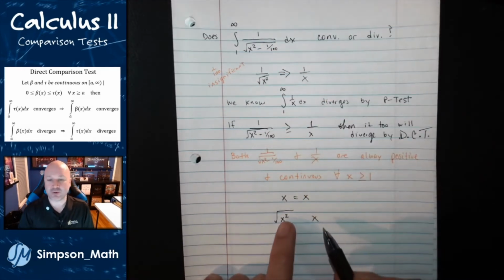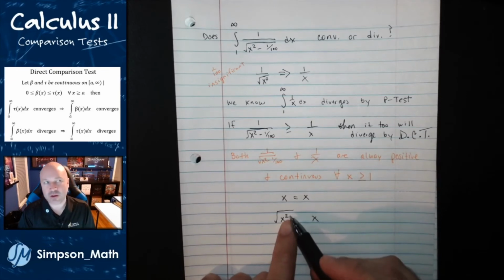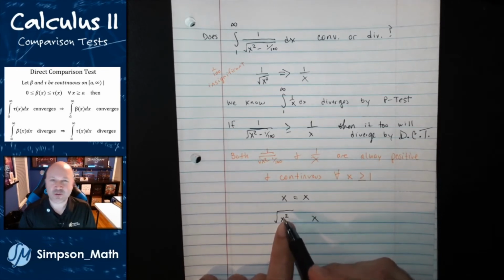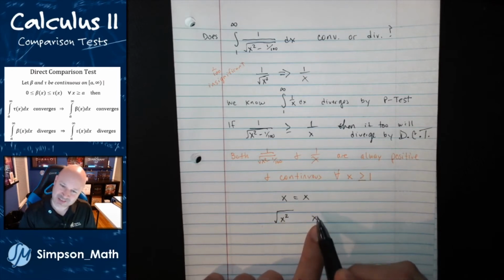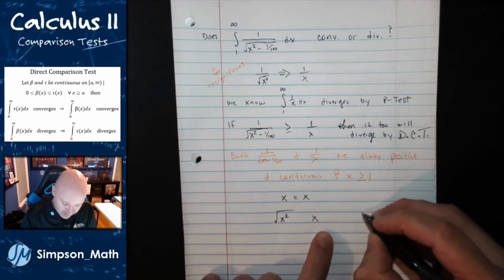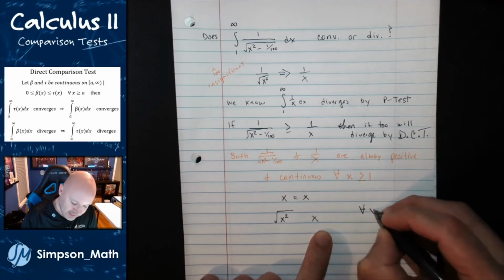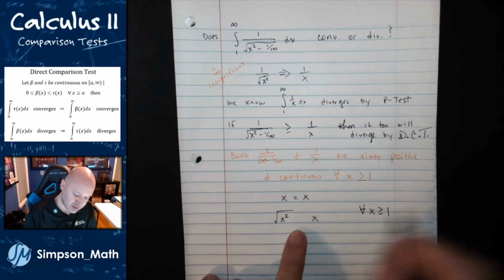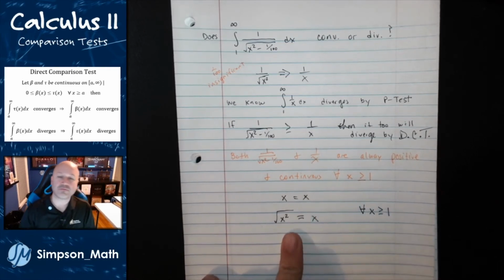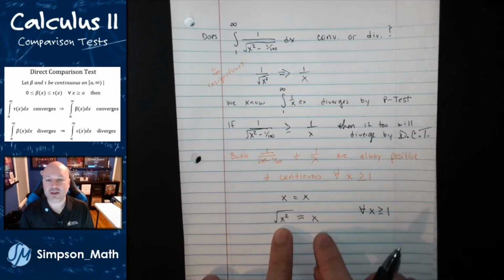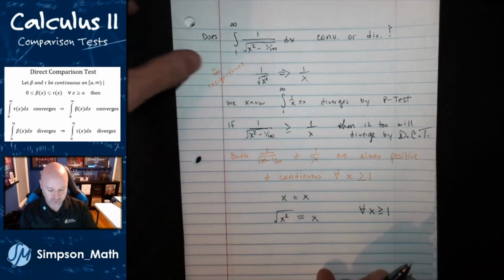So if I plug in negative 2, negative 2 squared is 4. The square root of 4, is it a negative 2 or a positive 2? And is it the same as this negative 2 over here? I don't know, but I can do this. For all x's that are bigger than or equal to 1, this is equal. 1 and bigger, same thing.